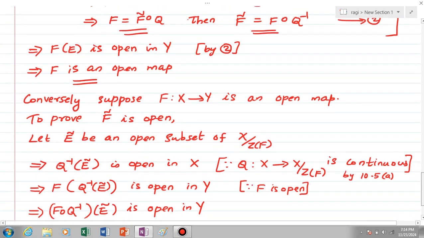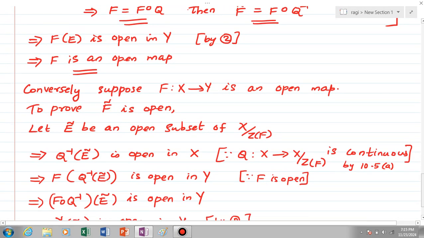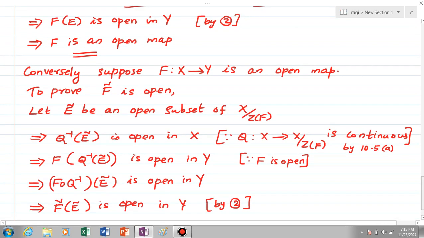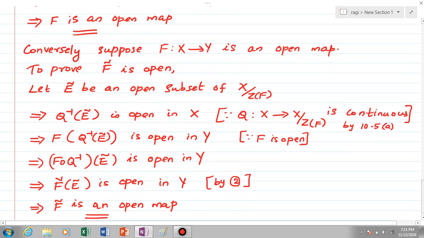And we assumed that f is an open map, and so f of Q inverse of E tilde is open in capital Y. That is f composite Q inverse of E tilde is open in capital Y. And also from equation 2, we can see that f composite Q inverse is equal to f tilde. So f tilde of E tilde is open in capital Y. This means that if E tilde is an open subset of X by Z of f, then f tilde of E tilde is open in Y, which means f tilde is an open map. So we have proved that if f is an open map, then f tilde is an open map.